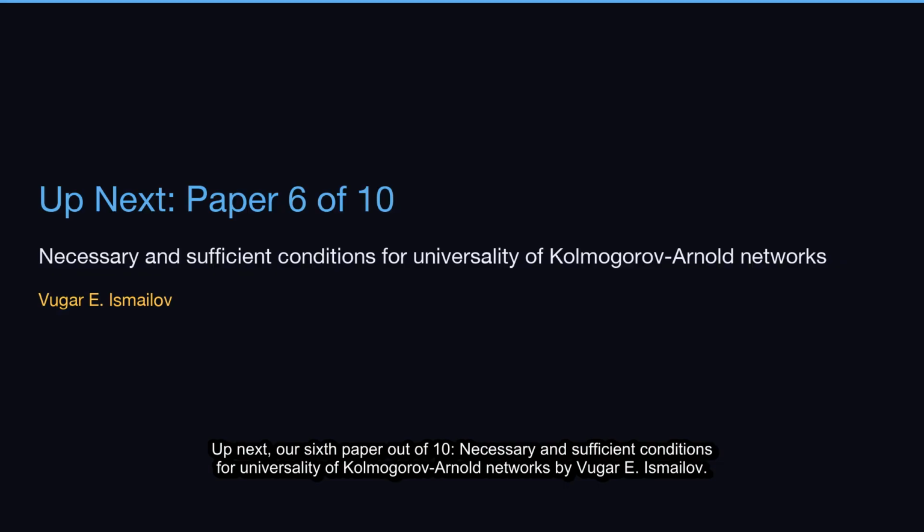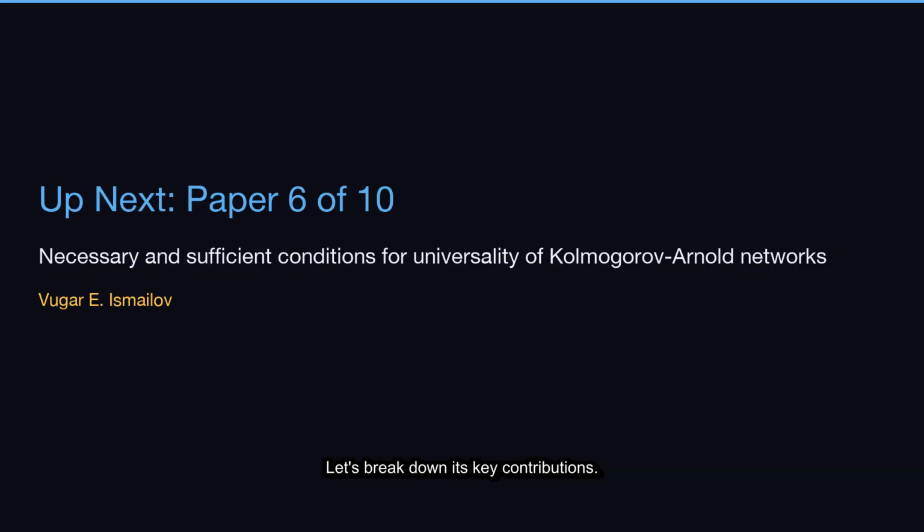Up next, our sixth paper out of 10, Necessary and Sufficient Conditions for Universality of Kolmogorov-Arnold Networks by Vugar E. Ismailov. Let's break down its key contributions.